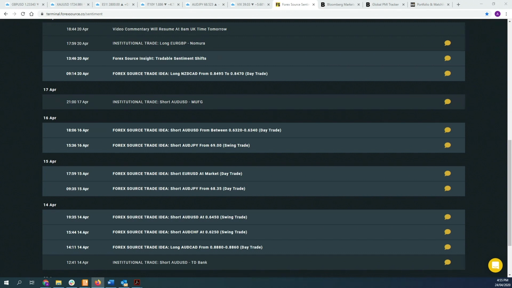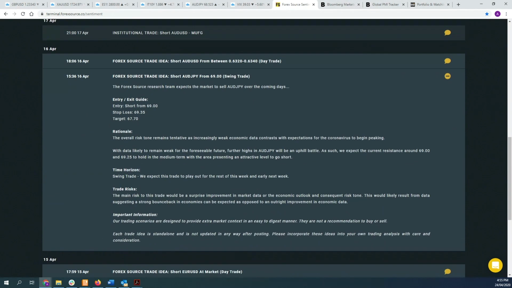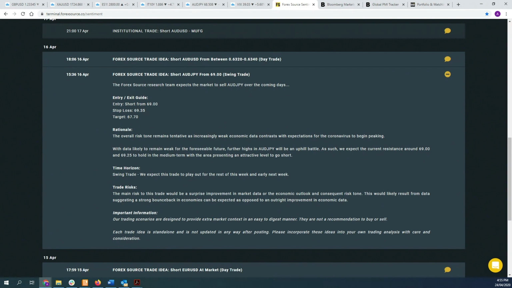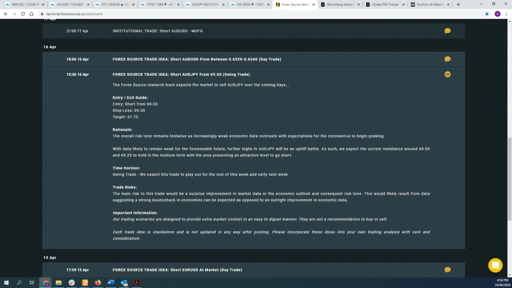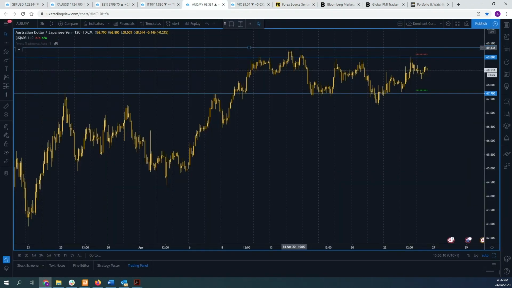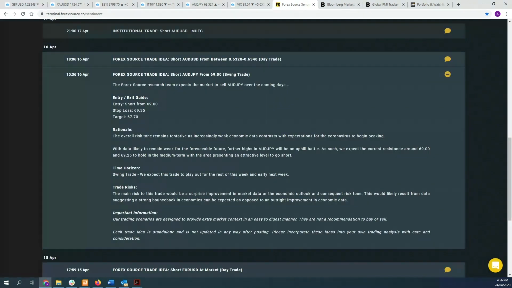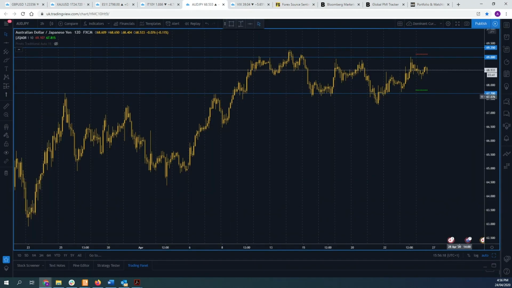So let's quickly open up the swing trading idea for the Aussie yen on the 16th of April. We can see the rationale for this trade is the overall risk tone. Let's quickly go to the chart as well. We can see we had a potential entry at the 69 psychological level, a potential stop loss at 69.35, and then a target at 67.70.